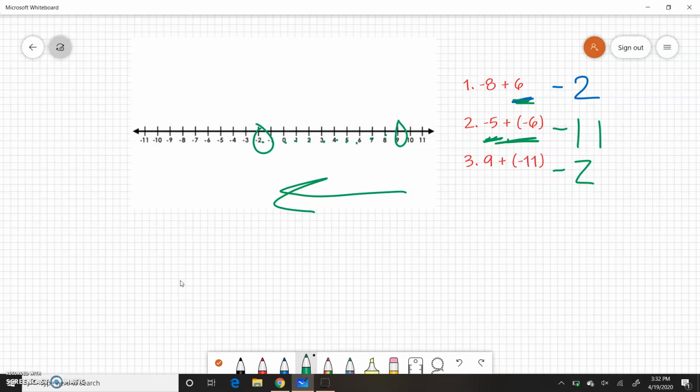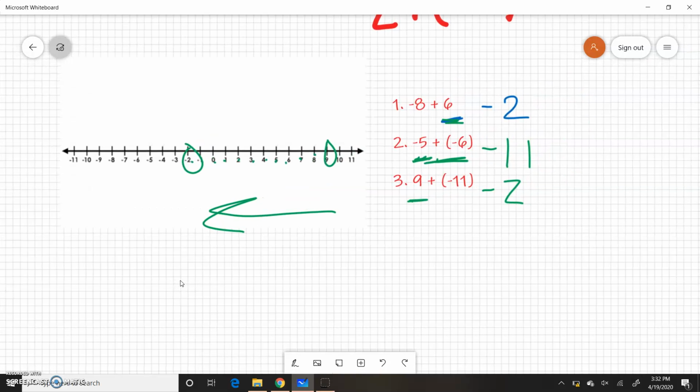So even though I'm adding on to my 9, I'm adding a negative number to it. So it's taking me back to the left, down to the negative side of my number line. So keep that in mind. Okay, my next type of example.